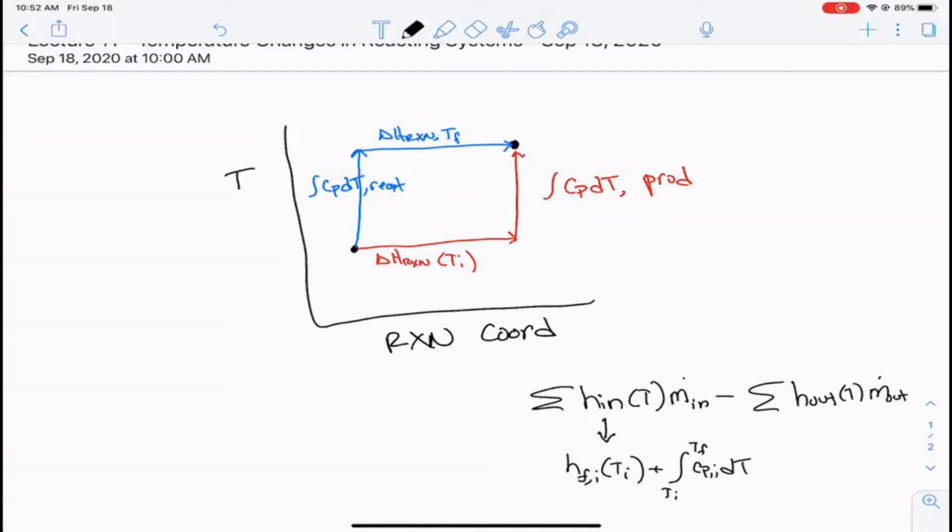Now, there are some occasions where you do need delta H as a function of temperature. So I'm going to start class today by showing you really two ways to find delta H as a function of temperature. And then we're going to solve two example problems where we have to find the final temperature given some reaction is happening inside of our system.